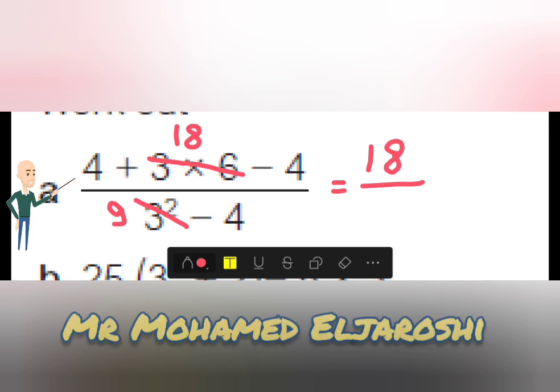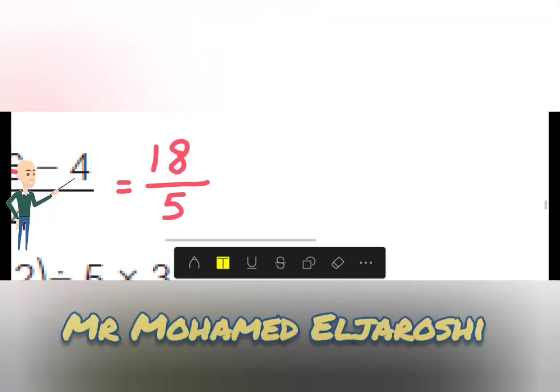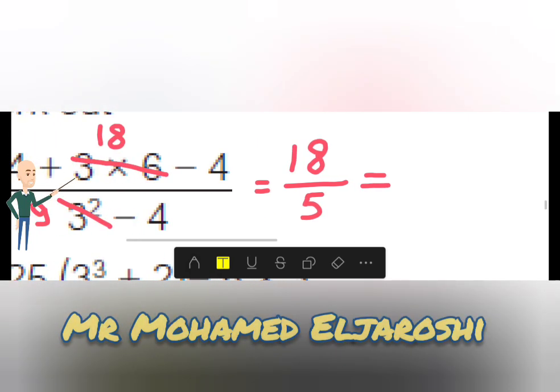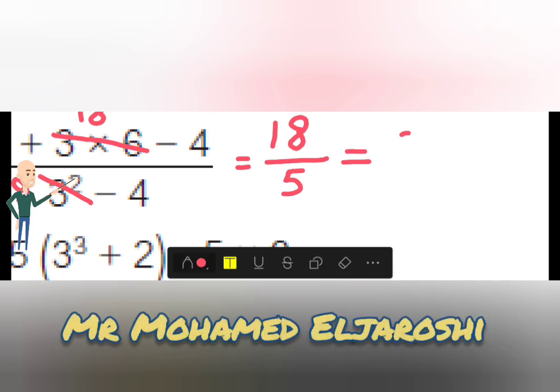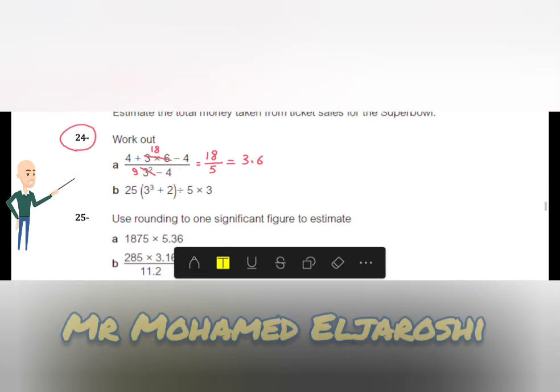Now, the one in the denominator is 9 minus 4 equals, very good, 5. And at the end, I will divide 18 by 5 here. So 9 minus 4 equals 5. So 18 divided by 5 equals 3.6. So the final answer will be 3.6. Very good. So workout means give me the final answer. That's the idea of these questions.